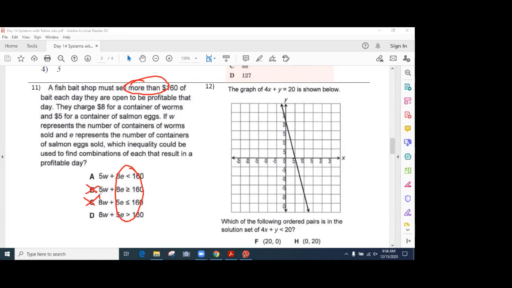Now, if they have to sell more than 160, is it going to be less than or greater than? If they have to sell more than, will that be less or greater? Greater. Now, you may not know what the symbol for greater than is, but we got it right here. Greater than looks like that right there. So which one has the symbol that looks like that? D. So the answer would be D right there. So it looks really hard, but if you can identify the one thing that determines the symbol, you've actually got this.